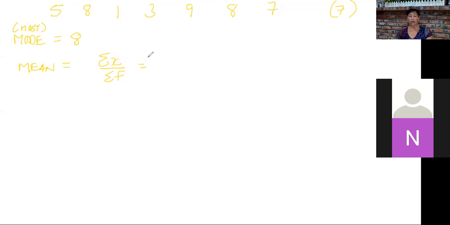And then you can put in all those values. There's a column with X's. So 5 equals, 8 equals, 1 equals, 3 equals, 9 equals, 8 equals, 7 equals, right? So I've inserted all the values in, all the X values, all the data values.